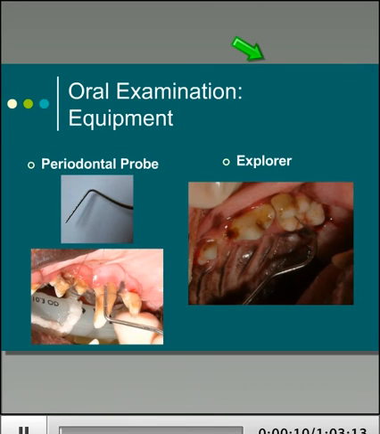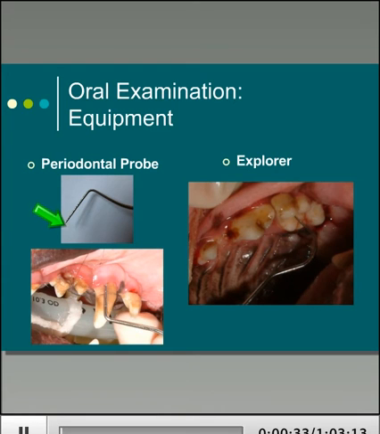So the equipment we need for our probing and charting is simple and cheap. It's our periodontal probe, an Explorer probe, and of course the chart itself. So perio probes, there's lots of different types, but this is a classic and very useful. It's the Williams 14, and the other type that I'd recommend, but really only for dogs, it's rather too big for cats, is a UNC probe.